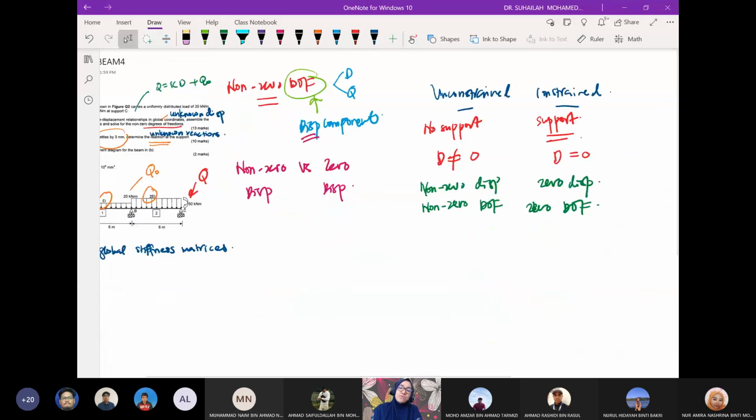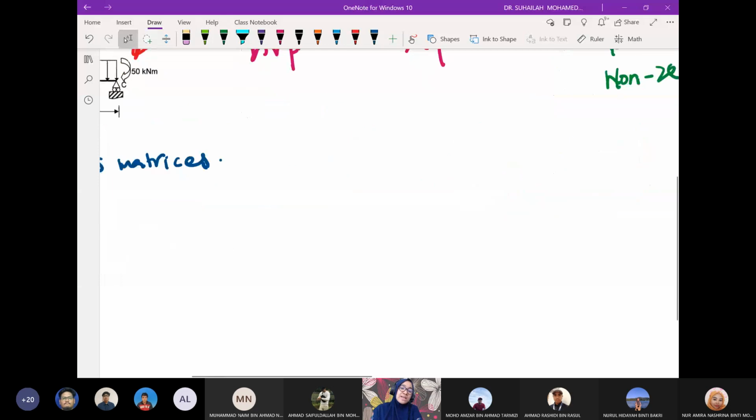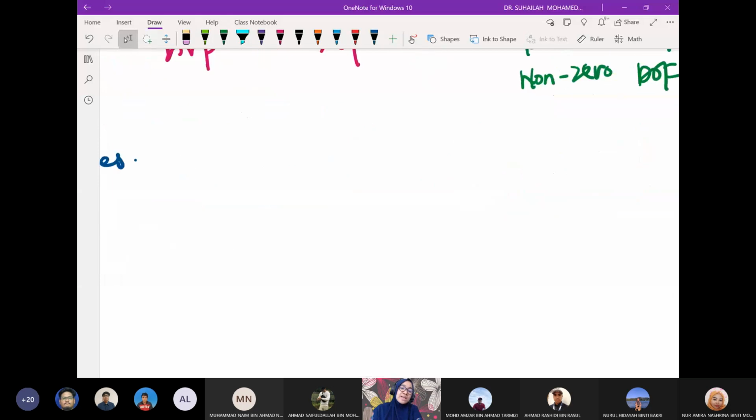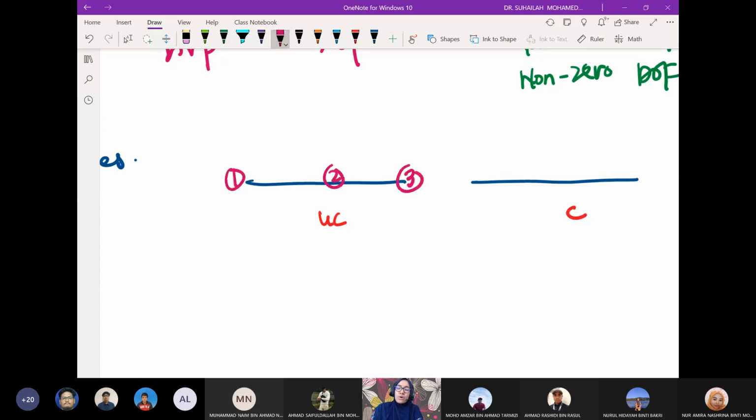Means that we have to analyze, draw this. We need to sketch the beam according to the unconstrained and constrained system. So we sketch one for unconstrained and one for constrained. There are three nodes: one, two, three. The same for the other one: one, two, three.